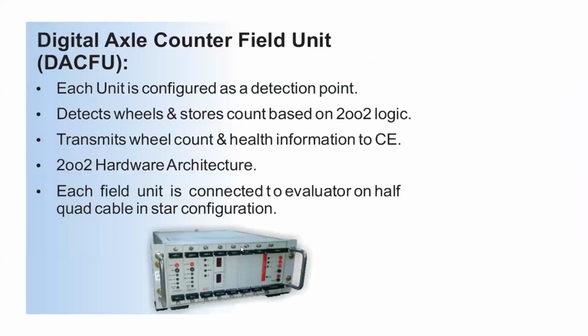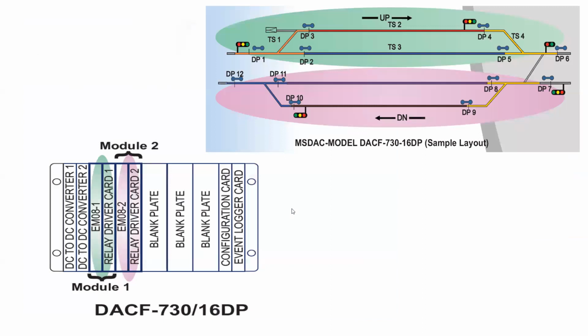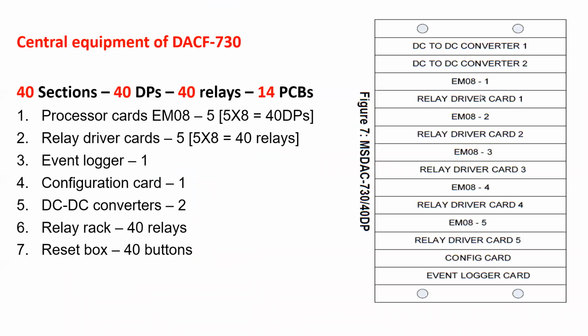This is the field unit. This is the reset panel. You can see the same diagram what we have shown. First 2 slots are for the power supply DC-DC converters. Then you have a processor and then relay driver taking care of 8 track sections. And this is the second unit. Like 3rd unit, 4th unit, 5th unit also can be there to take care of 40 inputs and 40 outputs. Like this.